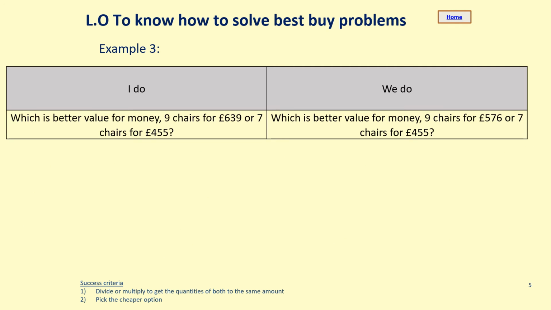Okay, so which is better value for money? 9 chairs for £639 or 7 chairs for £455. So if we divide our page in half to start off with, we've got 9 chairs for 639 or 7 chairs for 455. So again, we want to work out the price of 1 chair in both deals.